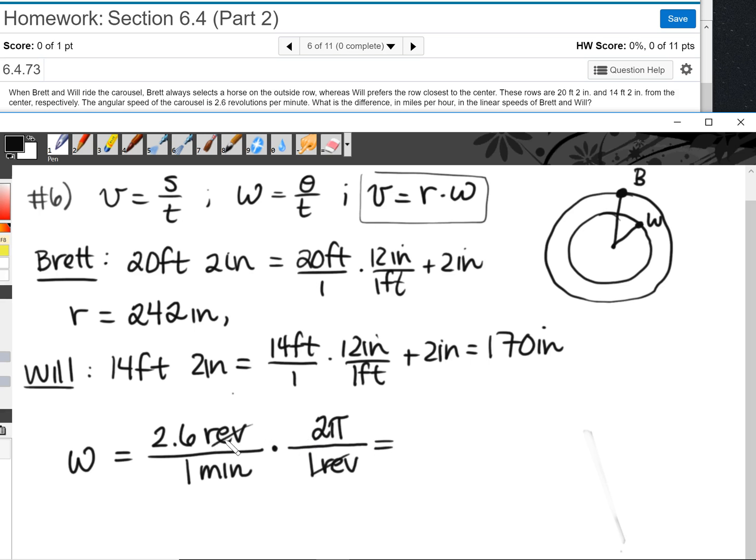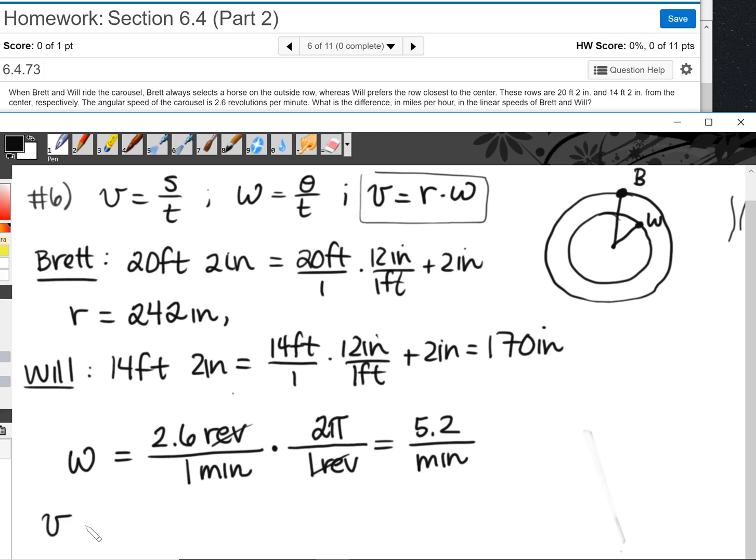If you notice, then my angular speed is 5.2π radians per minute. And now I think we're going to be pretty close to being good to go. Trying to give myself some more room here. That is not succeeding very well. So let's look at what we have.